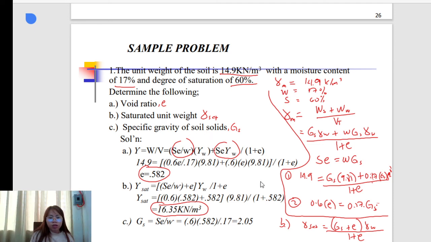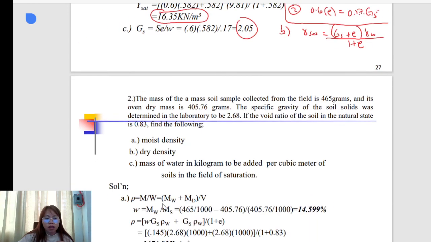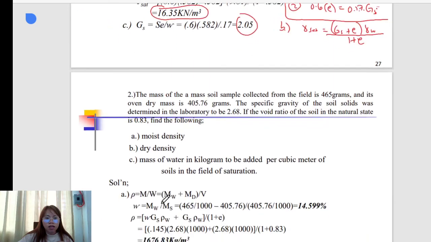And the specific gravity of soil solids can be expressed as this one. But in this equation, you can already get the specific gravity G sub S. So that the answer is 2.05. Try to solve this problem again, and compare if the answers are correct. Then we'll move to the second problem.